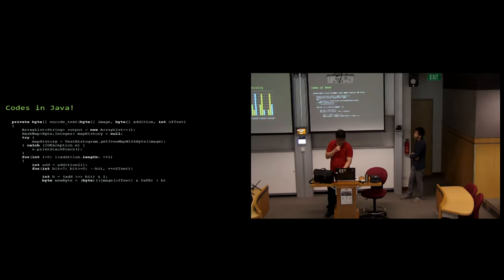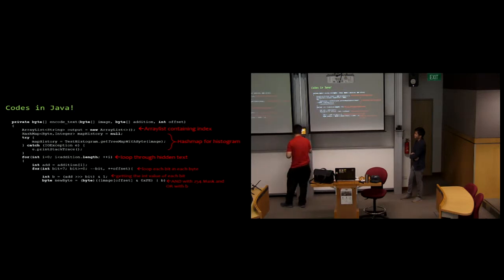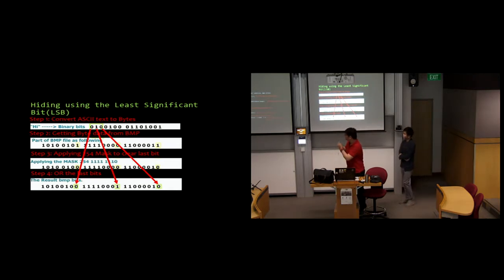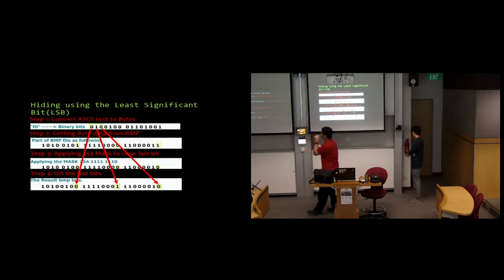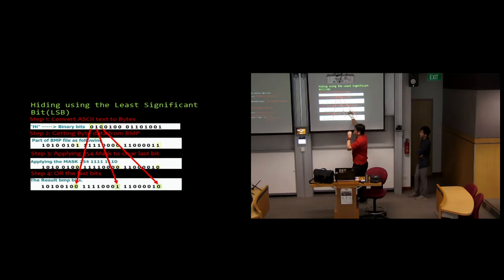So for the code, it's in Java. As you can see, you create a new array list, and then create a hash map for the histogram. So basically this function converts the entire image into a dictionary where you store the many different byte values inside a hash map. And a hash map is the same as the representation in Python, which is the dictionary. So you look through each individual byte in the hidden text, and look through each bit in each byte. Then you get the int value for each bit, and you AND it with the 254 mask, and then you OR it with the bit that you want to hide.